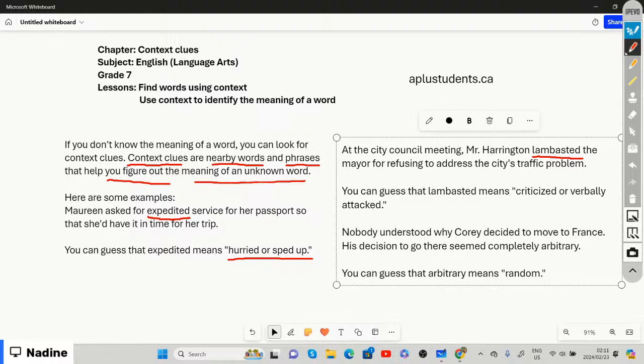And an example, right, for example, of the word lambasted. You can guess that lambasted means either to be criticized or to be verbally attacked. And remember, verbally attacked basically just means that they are standing up and telling you what it is. Verbal, talking, right? So they're not physically attacking someone, they are verbally attacking the person, attacking the person with words.